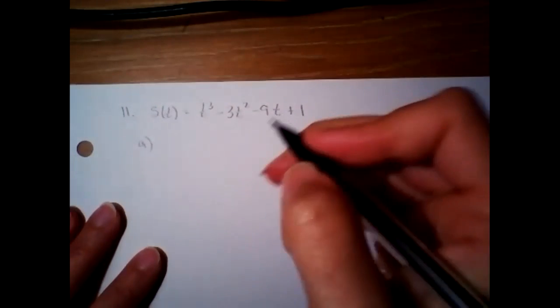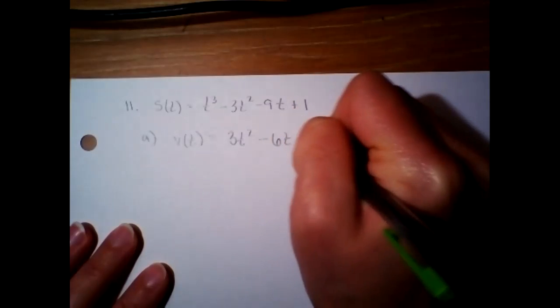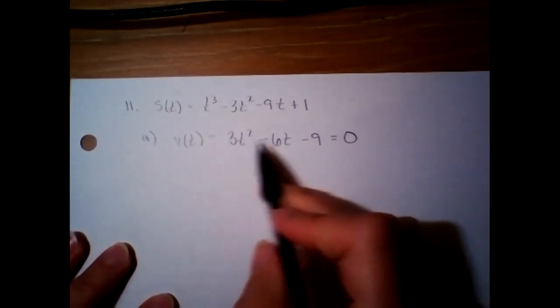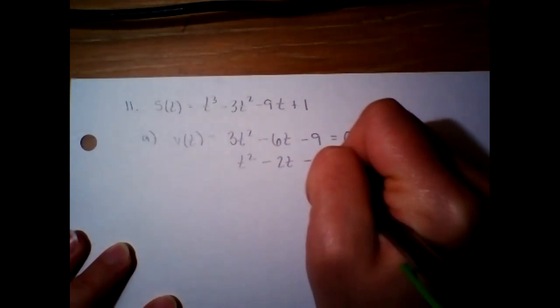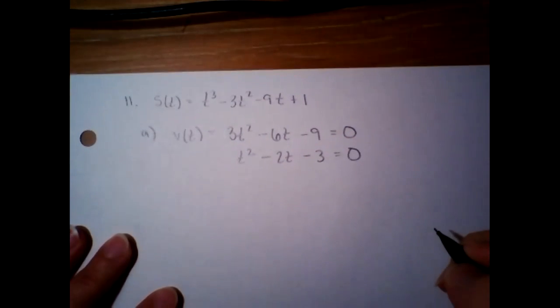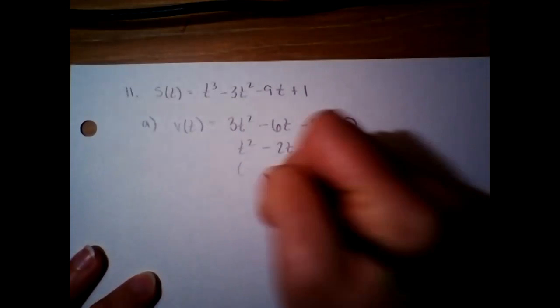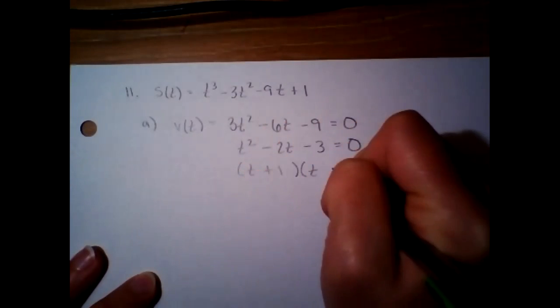So letter A is when is the particle at rest? So again, that's velocity equals 0. So this derivative is 3t squared minus 6t minus 9. And I'm going to divide through by 3, so that'll give me t squared minus 2t minus 3. And then that is going to factor into t plus 1, t minus 3.